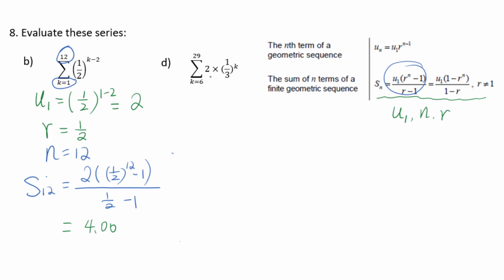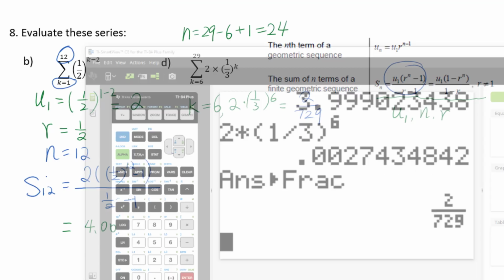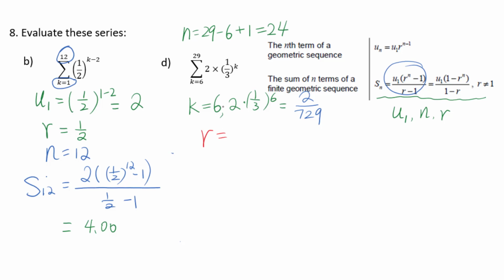Let's go to D. First of all, we can figure out how many terms there are. N equals 29 minus 6, don't forget, plus 1. So the answer is 24. When k equals 6, 2 times 1 over 3 to the 6th power equals. Using the graphing calculator, the answer is 2 over 729. For the common ratio, it will be the base, 1 over 3.